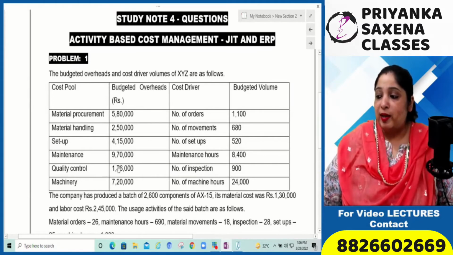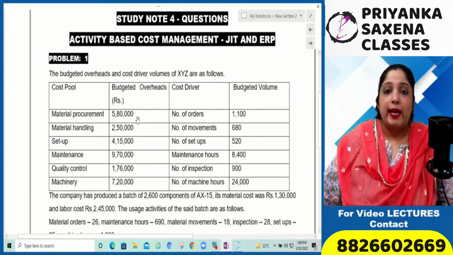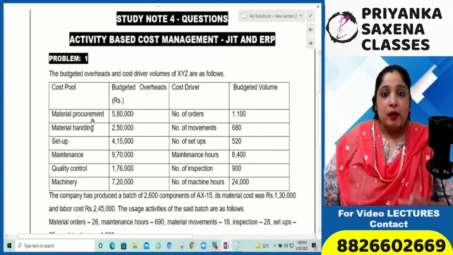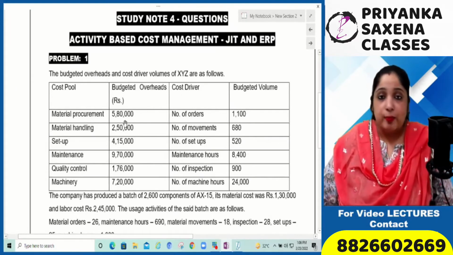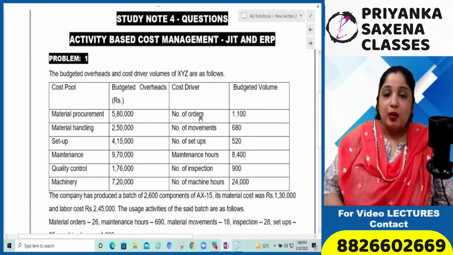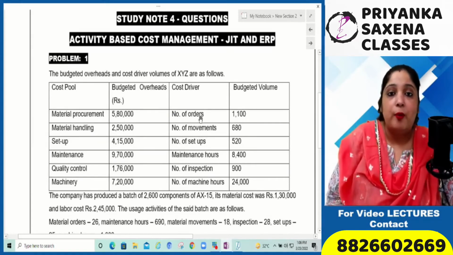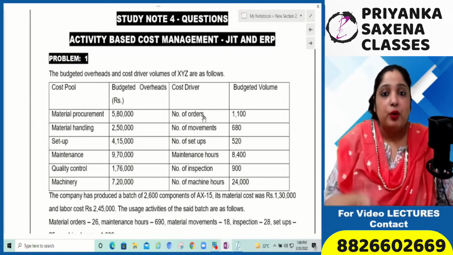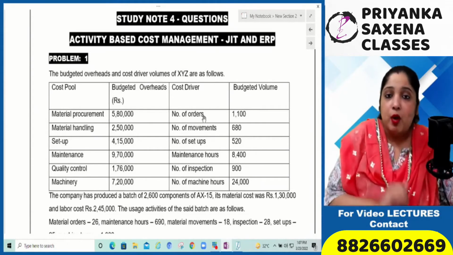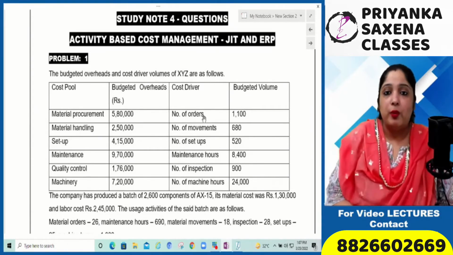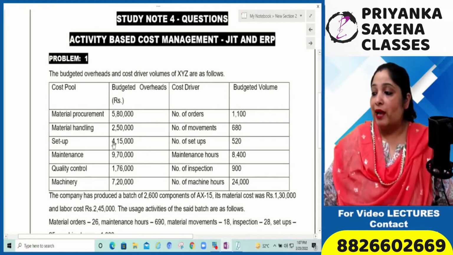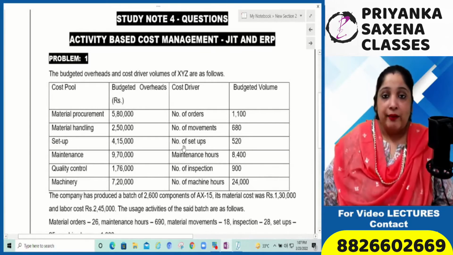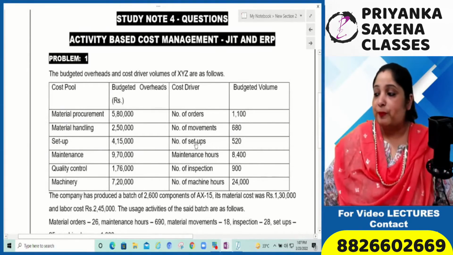This is the total estimated overhead: on material procurement 5,80,000 cost will be spent. Now what is the reason why cost is expended during material procurement? Because of the number of orders. The more times you place your order of raw material, the more times you have to procure the material. If you place fewer orders, less procurement cost will be incurred. The setup cost 4,15,000, number of setups. If you perform less activity, obviously the activity cost will reduce.